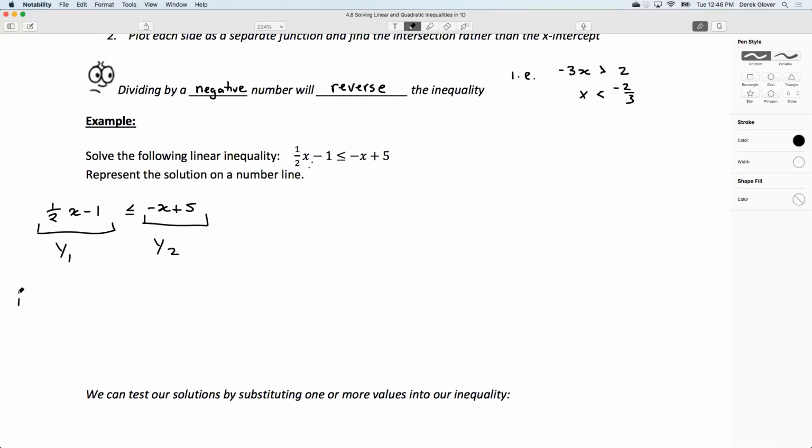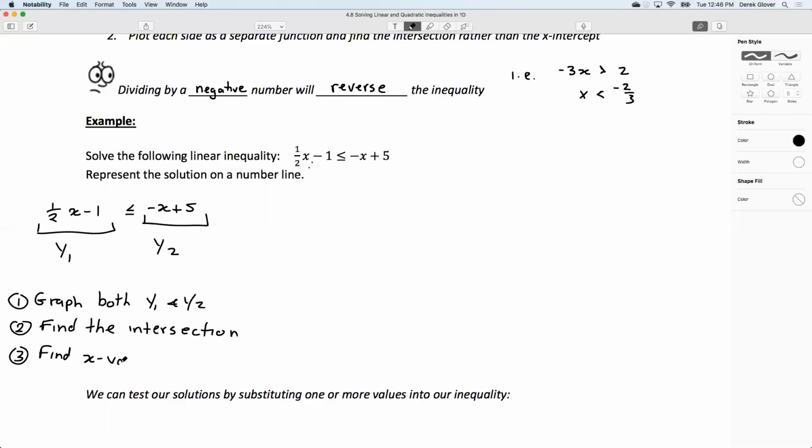What I'm going to do, step one, is I'm going to graph both y1 and y2. Step two, I'm going to find the critical value, which is the intersection. And then step three, what I'm going to do is I'm going to find the x values that satisfy our inequality.